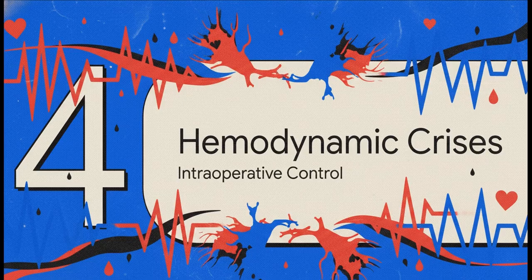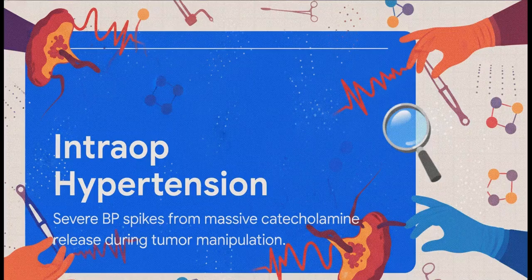Extreme hypertension, followed rapidly by sudden, profound hypotension. First up, intraoperative hypertension. We're talking severe, terrifying spikes in blood pressure occurring directly from a massive catecholamine release. And the trigger? Physical manipulation of the tumor by the surgeon. You have got to anticipate profound hypertension the very moment the surgeon starts manipulating that adrenal gland, or even just insufflating the abdomen for laparoscopy. You have to be ready before they even touch it.